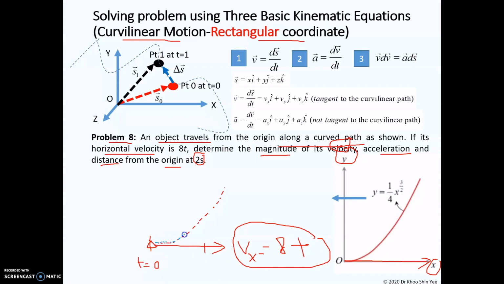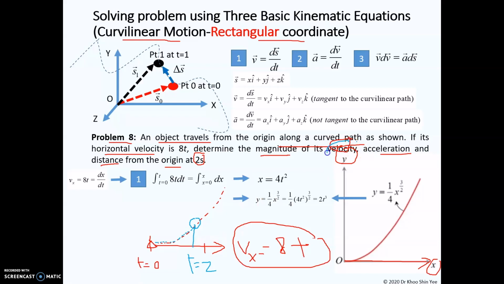Over time, it will move according to the curved path here. And let's say at t equal to 2 here, we want to know the velocity, acceleration, as well as the displacement from the origin. The magnitude of displacement is written by this symbol. It is equal to the square root of x squared plus y squared plus z squared. To find the magnitude of velocity using the same method, it is vx squared plus vy squared plus vz squared, and you can also find the magnitude of acceleration using the same method.